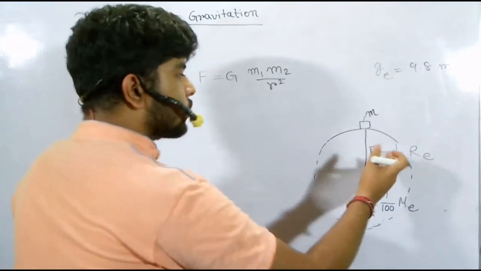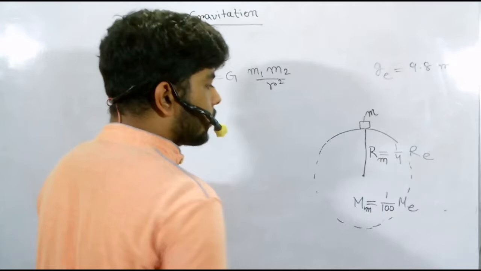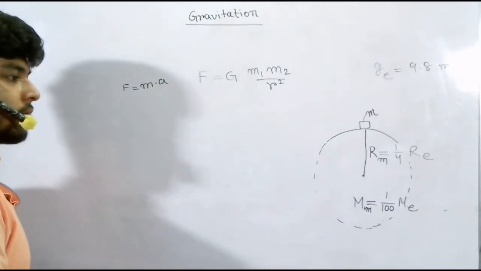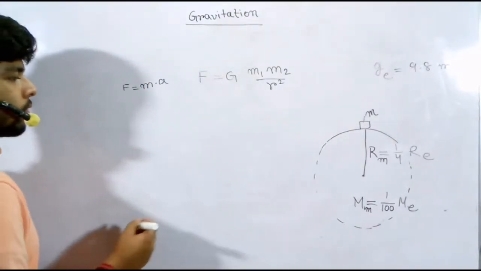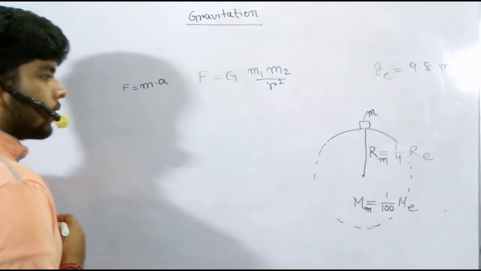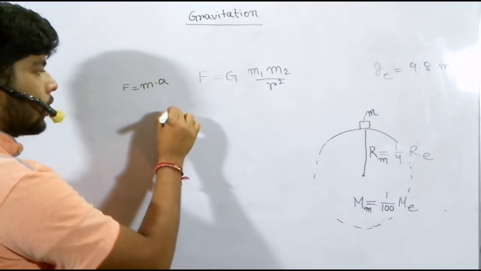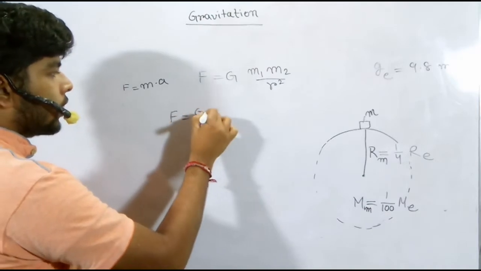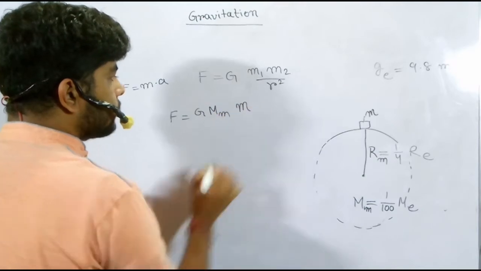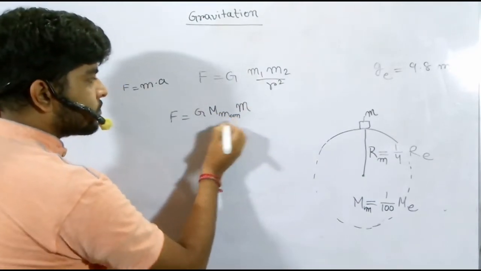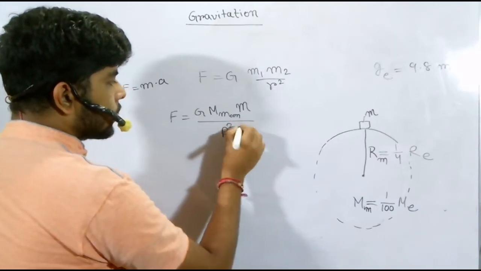So the radius of the moon is 1/4 of the radius of the earth, and the mass of the moon is almost 1/100 of the mass of the earth. So let us calculate the acceleration due to gravity on the moon. This is the same formula. The force acting on the mass is G M_m m over r squared, where the object is small m. Okay, this indicates the moon. And r is the radius of the moon, right?